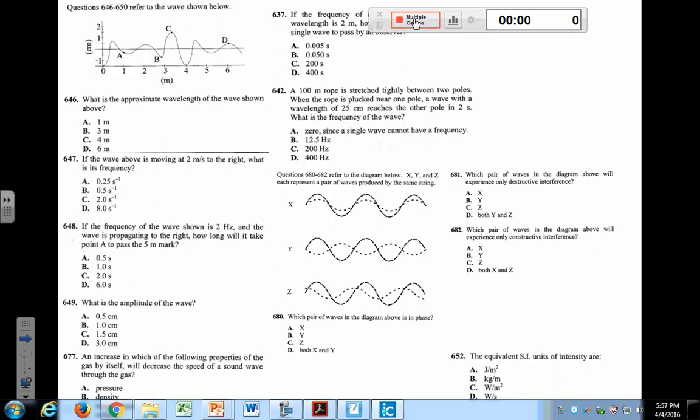Let's try 647, the second one. The speed of the wave is 2 meters per second. What is its frequency then? No, it's wavelength. How are wavelength, speed, and frequency all related?